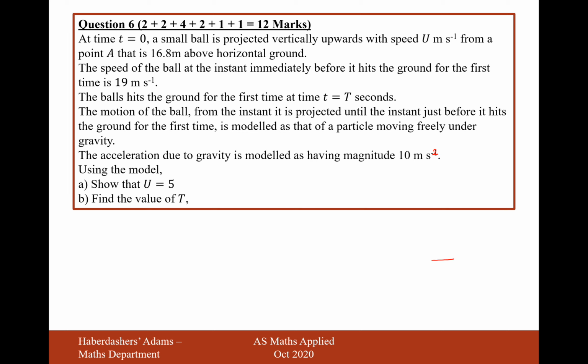Okay, so let's just draw a little diagram. Effectively we have a point that is 16.8 meters above the ground. It's projected upwards. We don't know what that speed of projection is, but it will go upwards and downwards, and then when it hits the ground, its velocity is 19 meters per second.